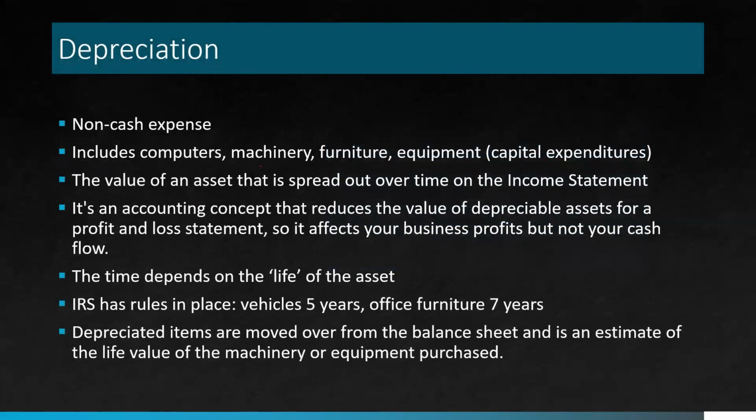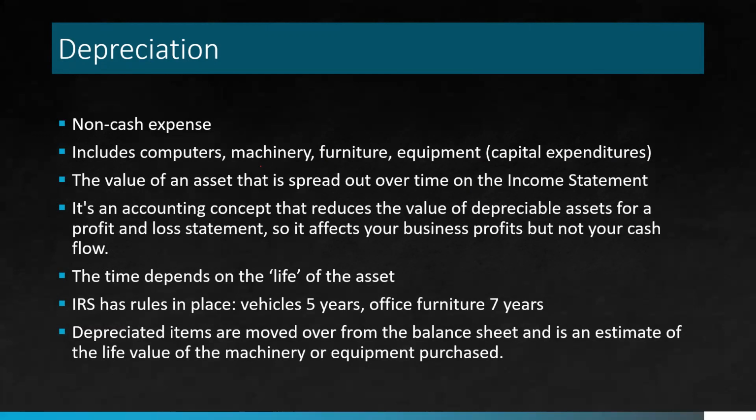So now I want to talk about depreciation, which I mentioned was under general and administrative expenses on the income statement. Depreciation is tricky, right? It's a non-cash expense, but it does appear on the income statement. These are costs for computers, machinery, and furniture, all large capital expenditures, things that typically are over $1,000. What you see on the income statement under depreciation is the value of an asset that is spread out over the life of the piece of equipment.